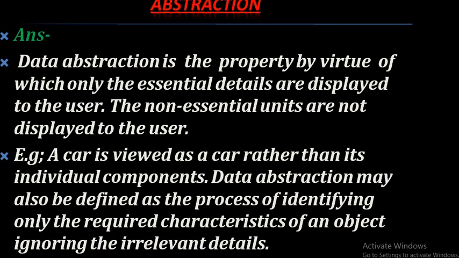For example, a car is viewed as a car rather than its individual components. The individual components are not the important thing for the users of cars, so it is viewed as a car only. Data abstraction may also be defined as the process of identifying only the required characteristics of an object, ignoring the irrelevant details. Only the important features are displayed to the users and the non-essential units are not displayed to the user.